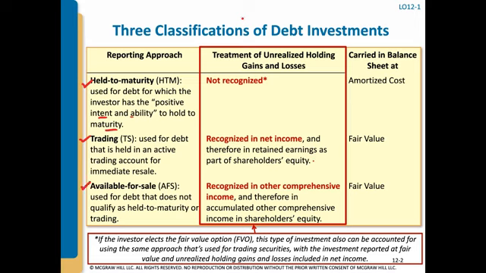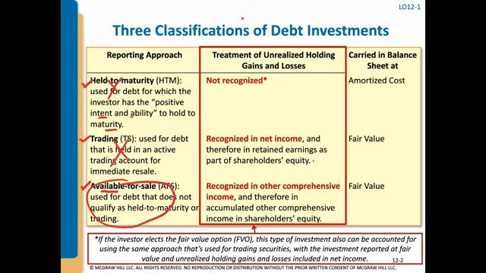The last type of debt investment, and this is what this video is about, is called available for sale. Available for sale is kind of a catch-all category for the type of debt investment a company might make. If it doesn't fall into your held to maturity category, or it doesn't fall into your trading security, then it's considered to be available for sale security.